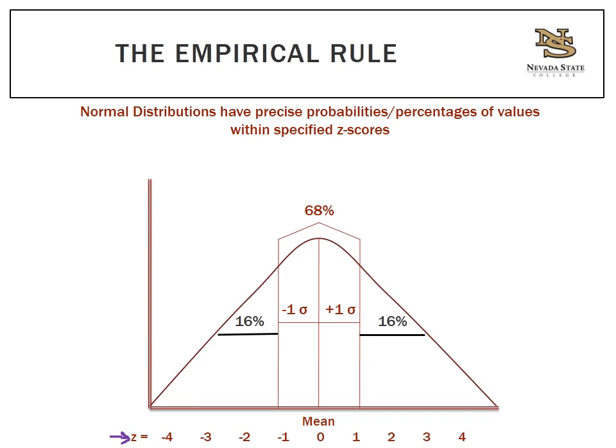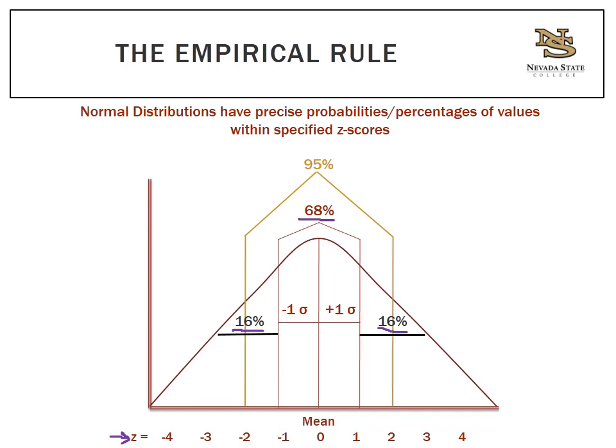If you look at that, that pertains to a z-score of -1 and then a z-score of +1. So another way to say this, 68% of scores have a z-score between -1 and +1. 16% of scores have a z-score less than or equal to -1, and 16% of scores have a z-score above 1.